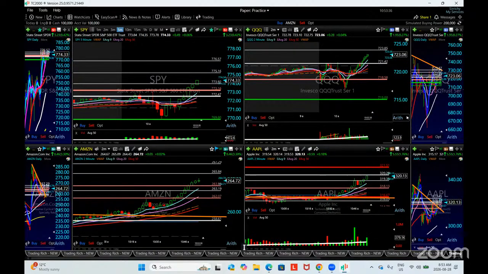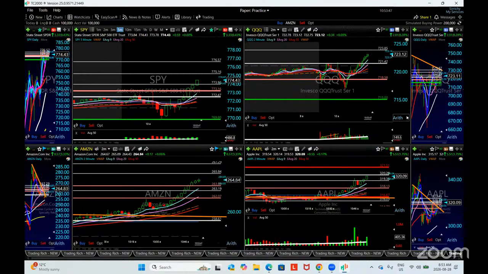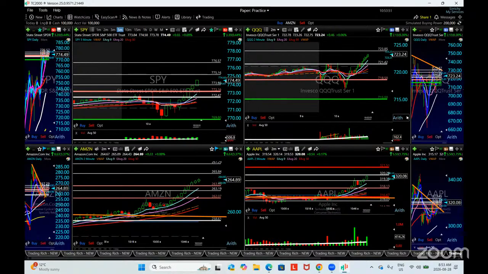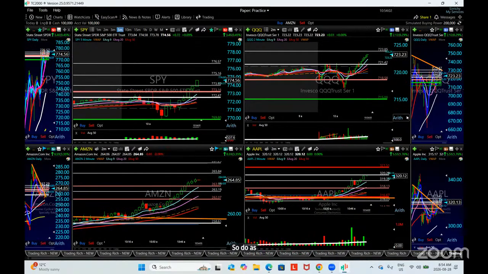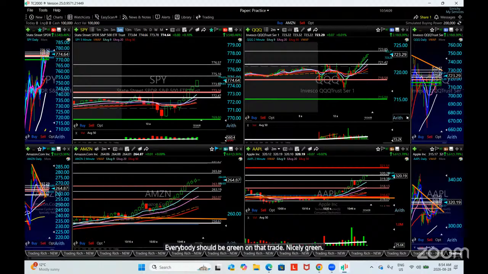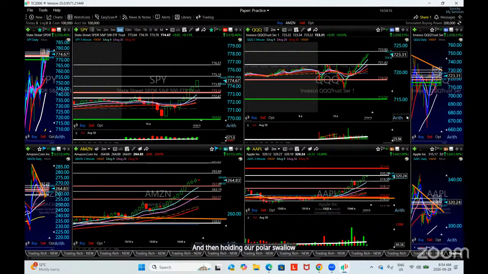Nice push on Apple. Beautiful. So I'm holding my SPY trade with diamond hands, right? Targeting 776. So do as you wish. I mean, at this point in time, everybody should be green on that trade. Nicely green. So I'm holding mine, targeting the 776, and then holding Apple as well. Took some profit here at this 320 profit target. Then just pushing to this. So 775 profit target, 776 profit target as well.